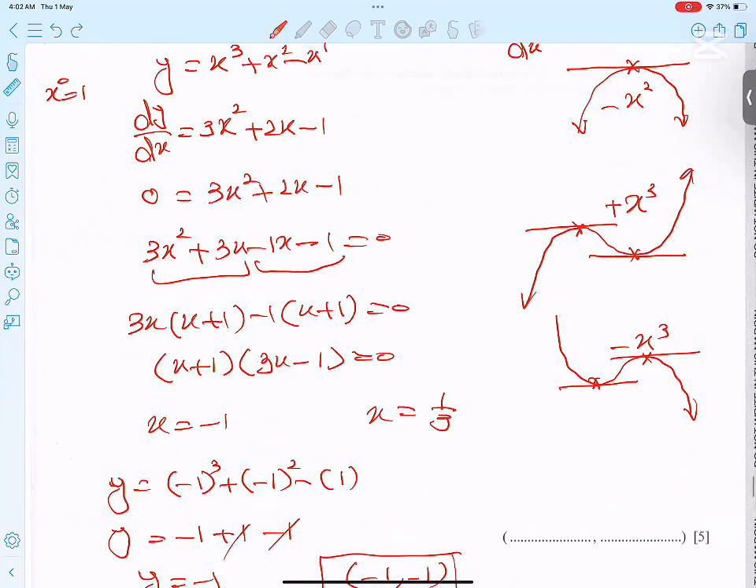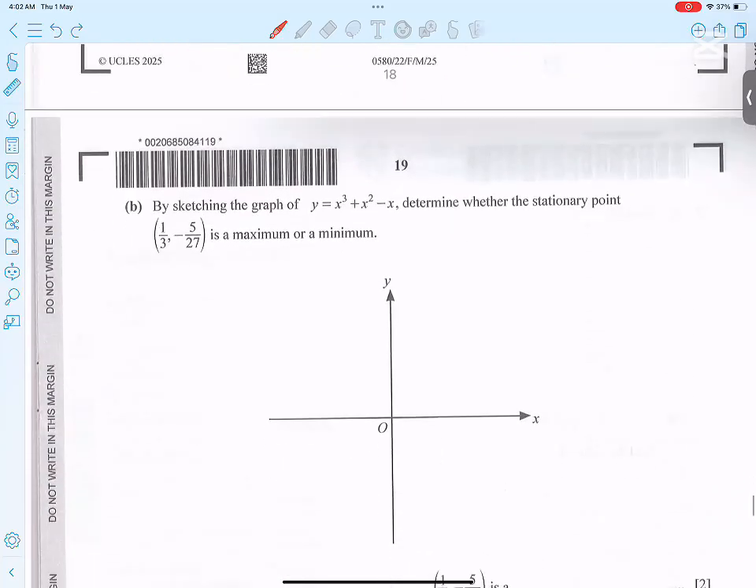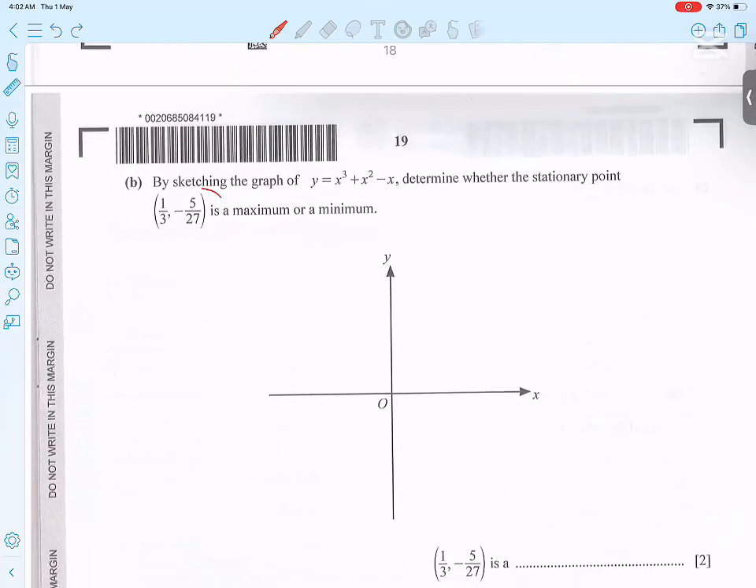Second, we have stationary points mentioned. Determine whether each stationary point is a maximum or minimum. Obviously we have two stationary points. One is (-1, +1), and the second we have given here. So let me label it: -1 here and +1 here, and 1 over 3 is somewhere here.